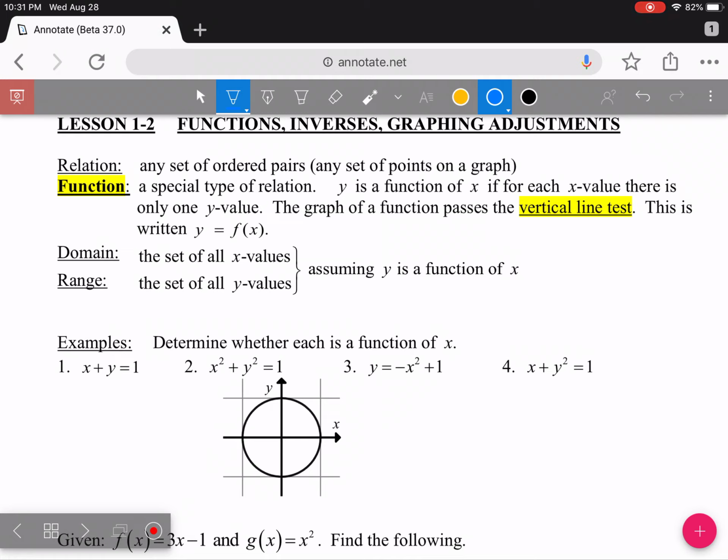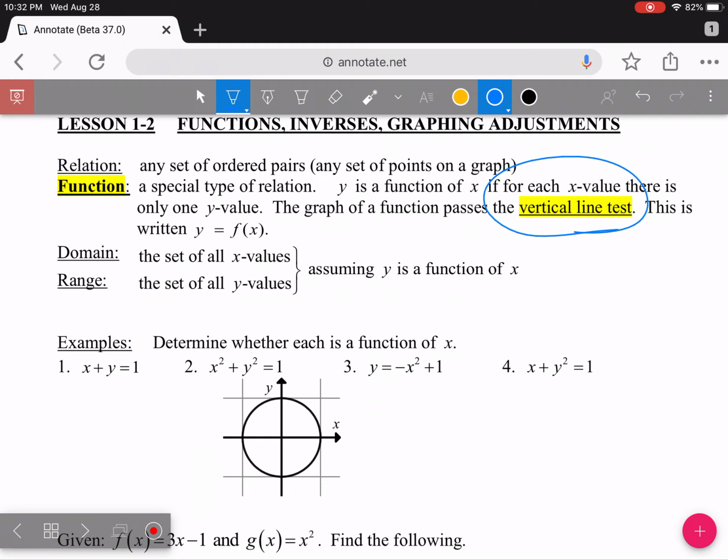Now, a function is a special type of relation because a function makes one distinction, that for every x value there can only be one y value. So any number that you put in, it can only churn out one y value. Okay, and because of this, it always passes the vertical line test.